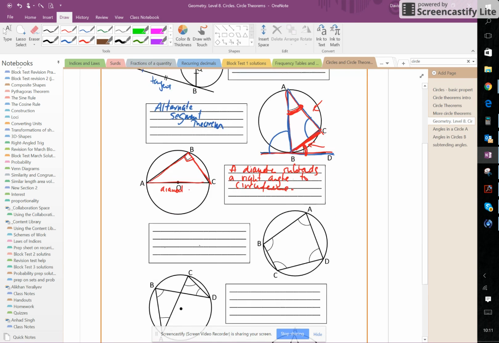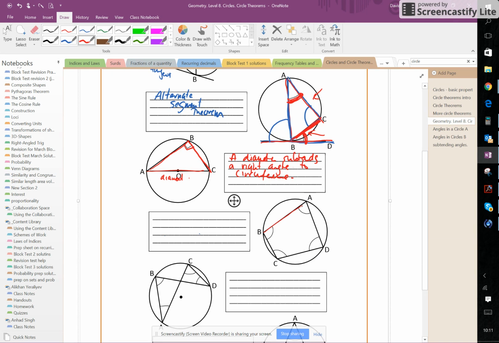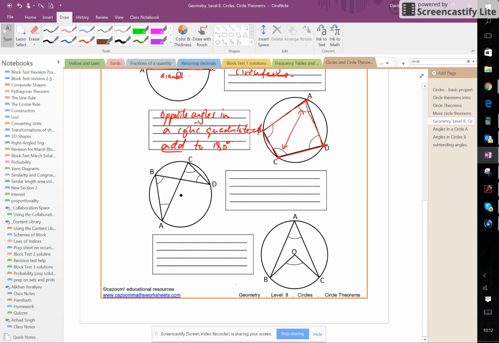Okay, the next one. So now we've got a shape. We've got a four-sided shape. It's a quadrilateral, and all four corners are touching the circumference, and therefore this is a cyclic quadrilateral. And what do we know about a cyclic quadrilateral? The opposite angles in a cyclic quadrilateral add to 180 degrees. Okay, so we know that opposite angles in a cyclic quadrilateral add to 180 degrees. Okay, next one.